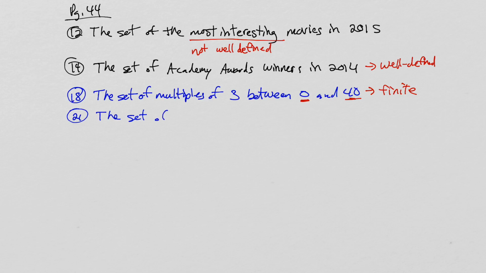Number 21 is next, and we're going to say the sets of odd numbers greater than 15. Well, that will be starting with 17 and going forever to the right, so that will be infinite.